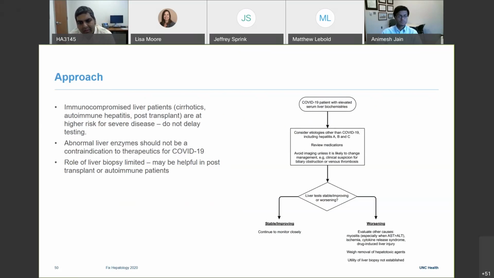Imaging if there's evidence of cholestasis. But the role of a biopsy in this situation has not been shown to be really helpful. I think the 2 situations where I would think about doing it are if someone is post-transplant and you're wondering if they could have rejection, or if someone has autoimmune hepatitis and there could be flaring. But in terms of day-to-day management, if someone has abnormal liver enzymes with COVID-19, it's kind of par for the course. As long as it stays in that range, and you can't think of any other causes for it, then really the role of a liver biopsy is pretty limited.